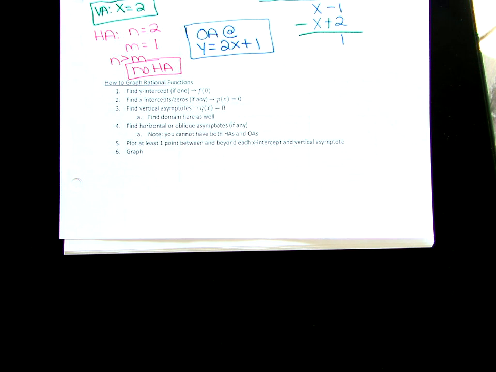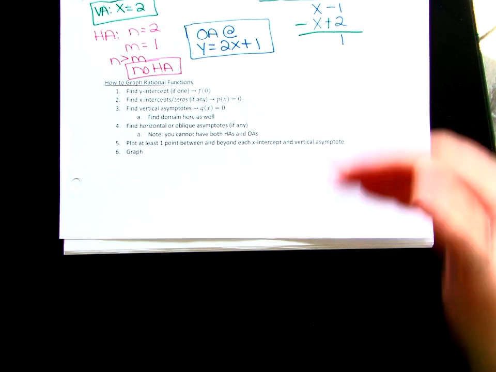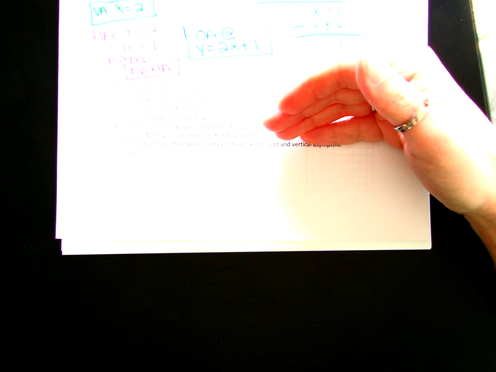And then the last step before you actually graph is you want to plot at least one point between and beyond your x-intercepts and your vertical asymptotes. That's because we don't really know what's going on in between those. And even after these first 5 steps, sometimes you only have one point that you found. You found all these asymptotes and you found one point on your graph, and that's not going to help you graph these things. And so we have to put some test points in there to figure out what's going on in our graph. Then we graph.